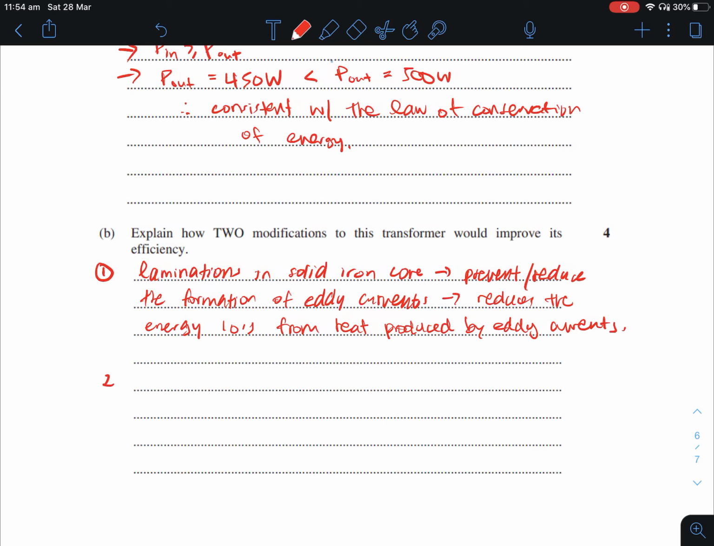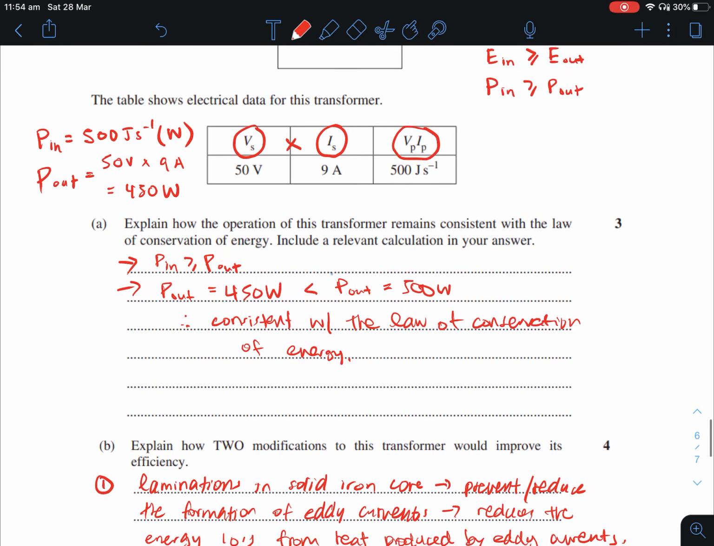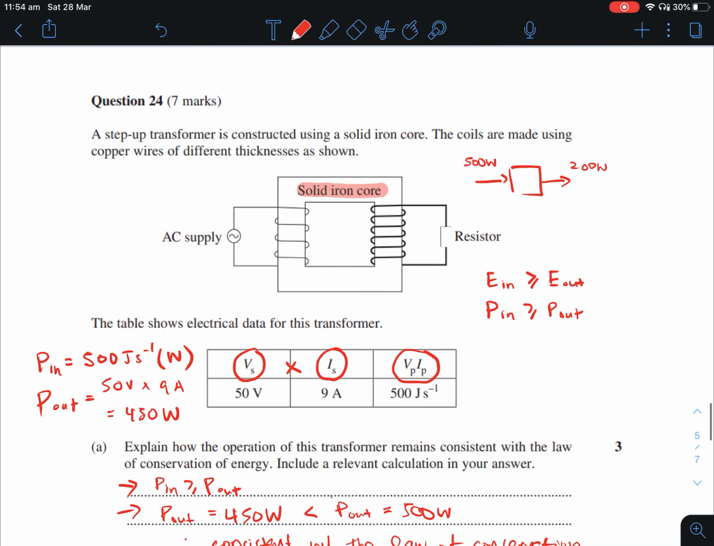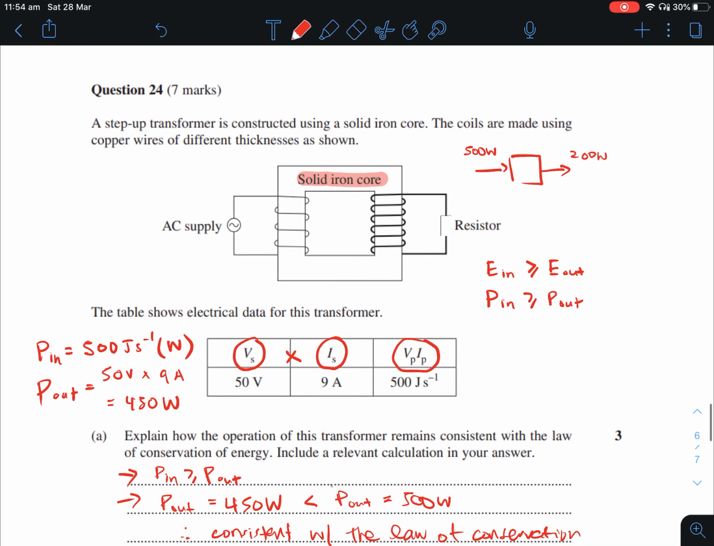What is the second improvement here? Now, you might look at this diagram and think, well, there's not much really. Maybe better cooling mechanisms? Well, the most interesting thing here is that it tells us that the coils here are made using copper wires of different thickness. Now, why do you think it tells us that? It tells us that here the wires are thinner, and that here, the wires are thicker.